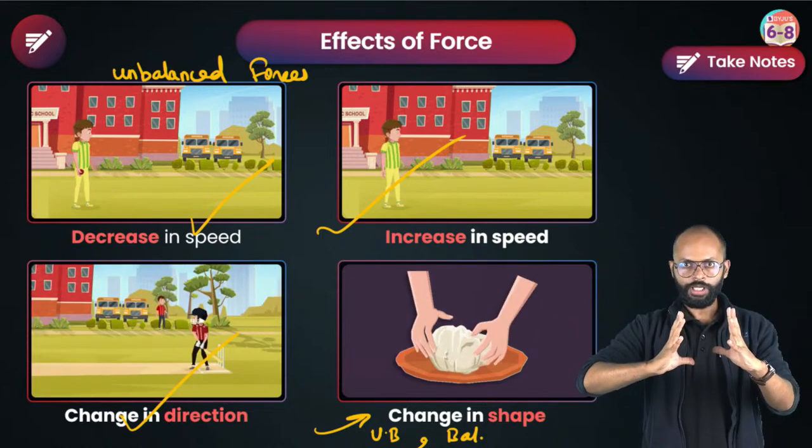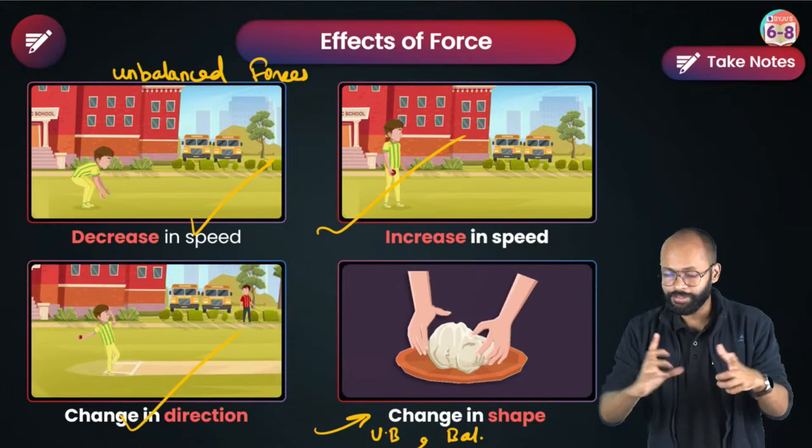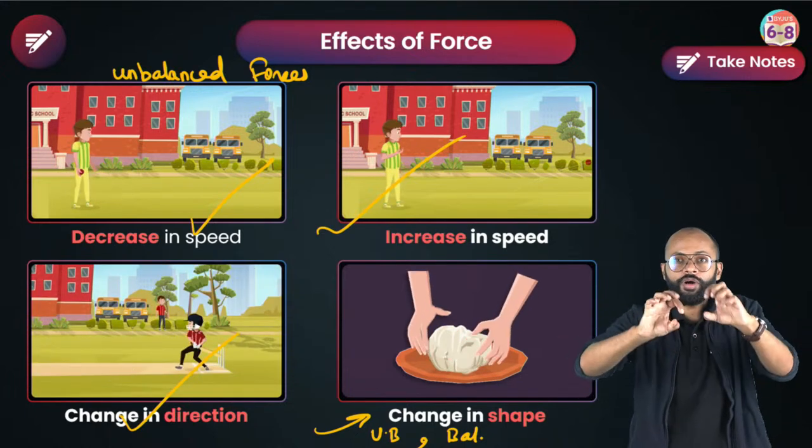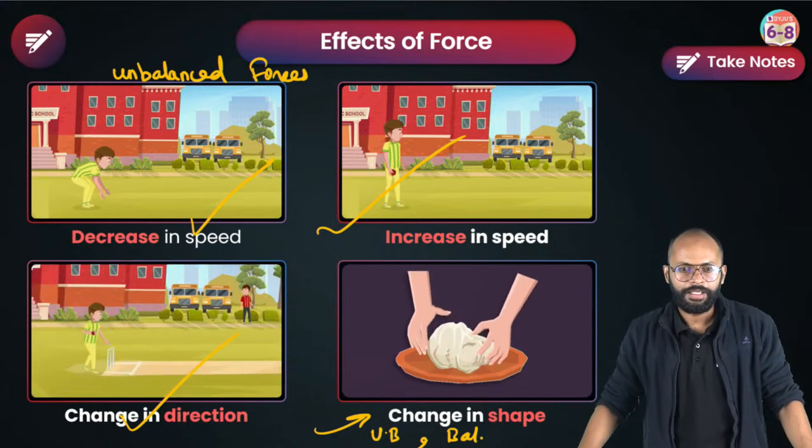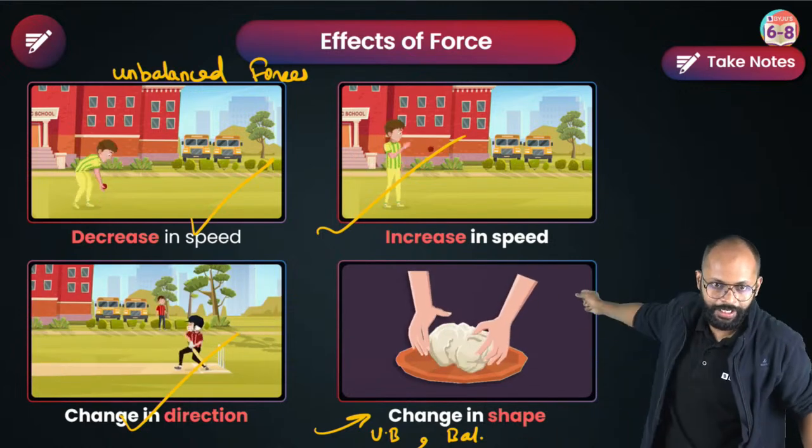अब दोनों साइड से पुश करोगे. Yes, it is unbalanced, but the body is changing its shape. क्यों? क्योंकि बॉडी जो है रिजिड नहीं है. That's why. Okay? Yes. The last one might be correct.